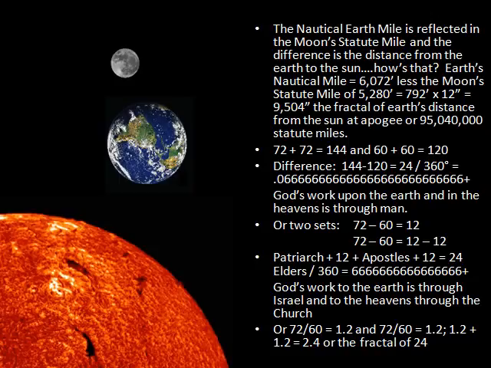72 divided by 60 is equal to 1.2. And again, 72 divided by 60 is equal to 1.2. Together, 1.2 plus 1.2 is equal to 2.4, or the fractal of 24, the 12 patriarchs of Israel and the 12 apostles of the Lamb. 12 plus 12 is equal to 24. And again, 12 times 12 is equal to 144, the number of the New Jerusalem.